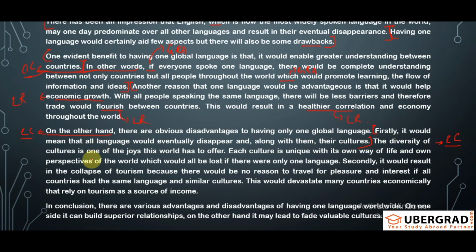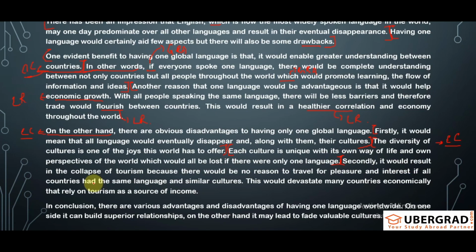The diversity of cultures is one of the joys this world has to offer. Each culture is unique with its own way of life and own perspectives of the world, which would all be lost if there were only one language. Got it? So this was the explanation, the main idea followed by the explanation, and this is the conclusion of this first disadvantage. Now begins the second disadvantage.